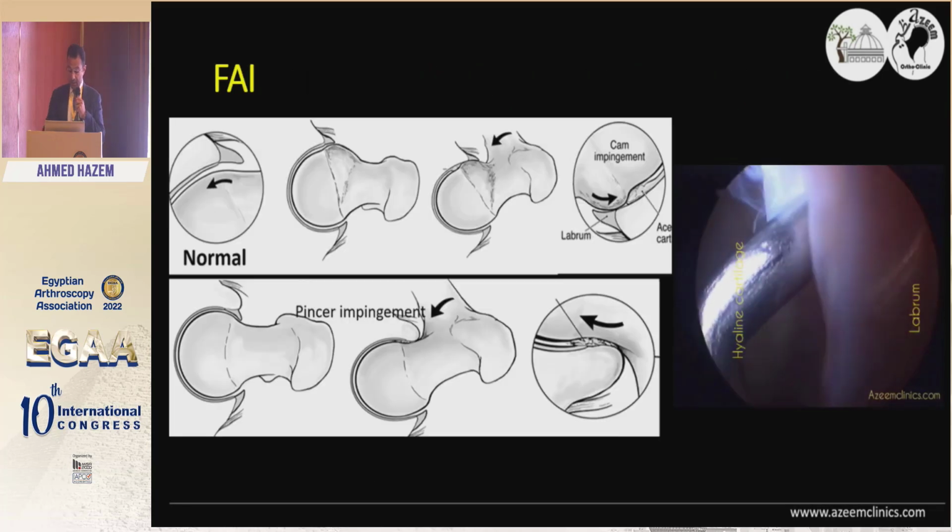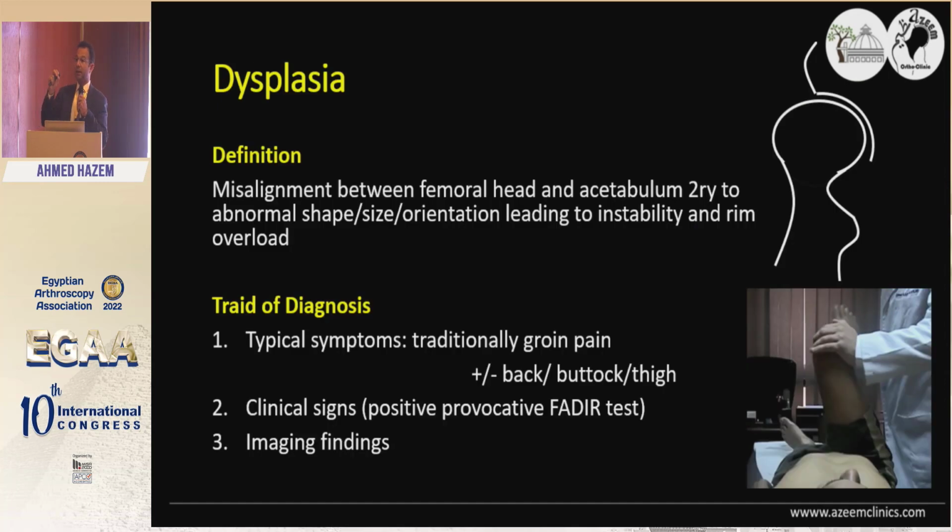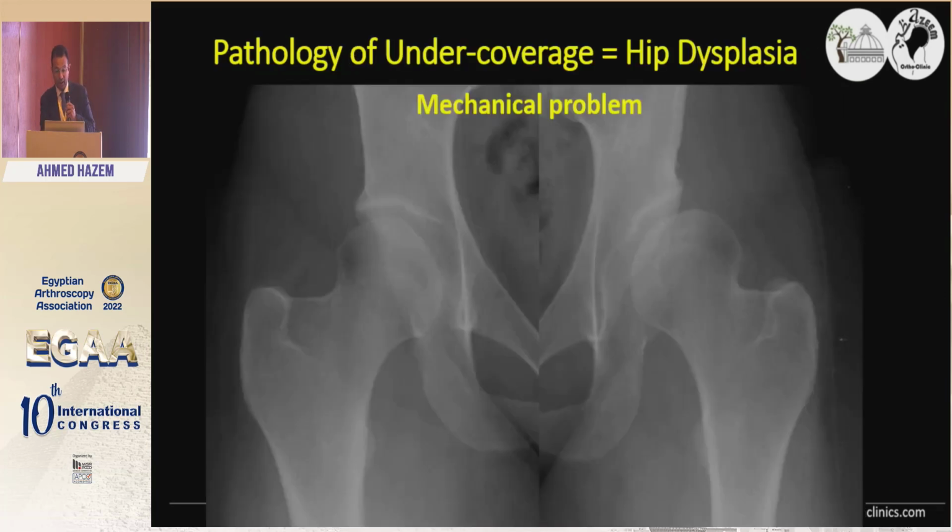The second most common hip-related condition is dysplasia, which is a misalignment or an incongruency between the femoral head and the acetabulum due to abnormality of its shape, size, or orientation. And the same diagnostic triad is present for the diagnosis of dysplasia: typical symptoms, provocative tests, as well as radiographic signs. You have to have the three to diagnose them.